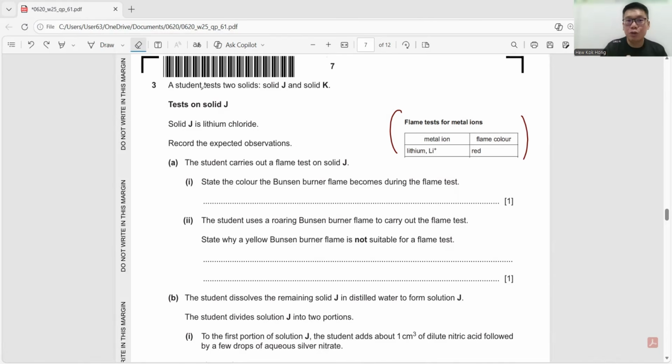Okay, question 3. A student tests two solids J and K. J is lithium chloride. Record the expected observation. The student carried out a flame test on J. So the flame test is based on the metal that we use, and here they already say the flame test for lithium is red color. Number 2, the student used a yellow Bunsen burner flame to carry out the flame test. Explain why the yellow Bunsen burner flame is not suitable. Because it's not hot enough.